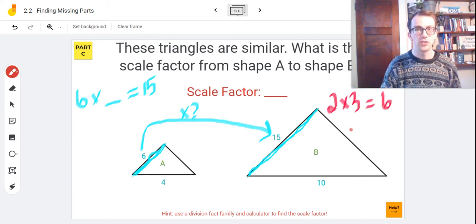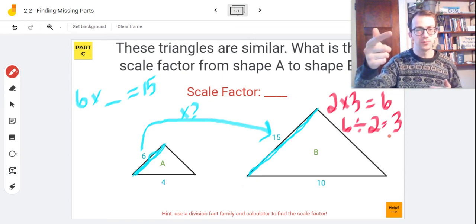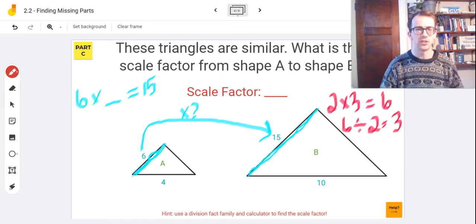So for example, 2 times 3 equals 6. If I wanted to flip that into division, I could say 6 divided by 2 equals 3. That's a fact family. It uses the same 3 numbers, switching around between multiplication and division. We know those are opposites of each other. We can do the same thing with our work over here. 6 times what equals 15? I can switch it into division and I can say, well, then I know that 15 divided by 6 is going to equal that blank, whatever that blank is.